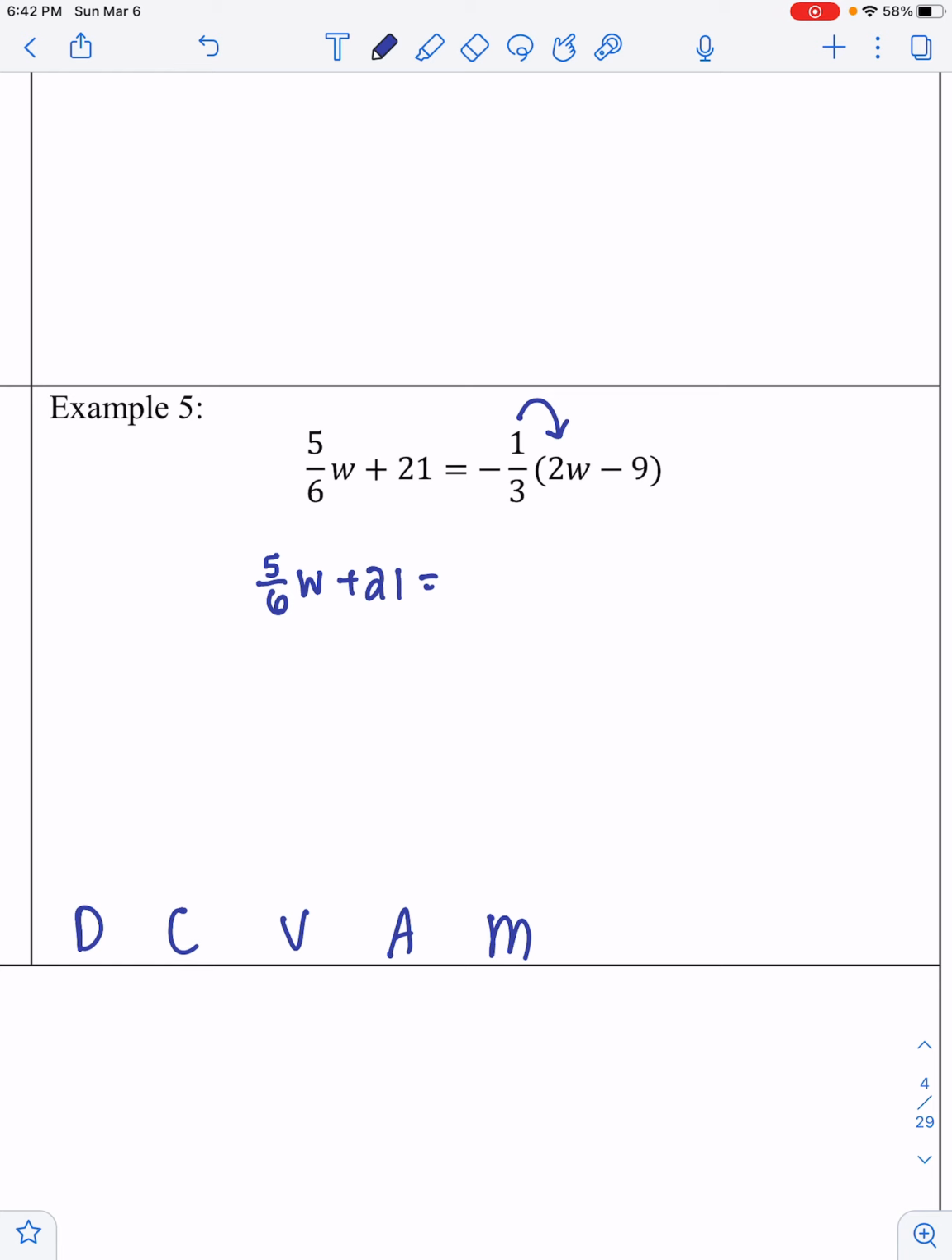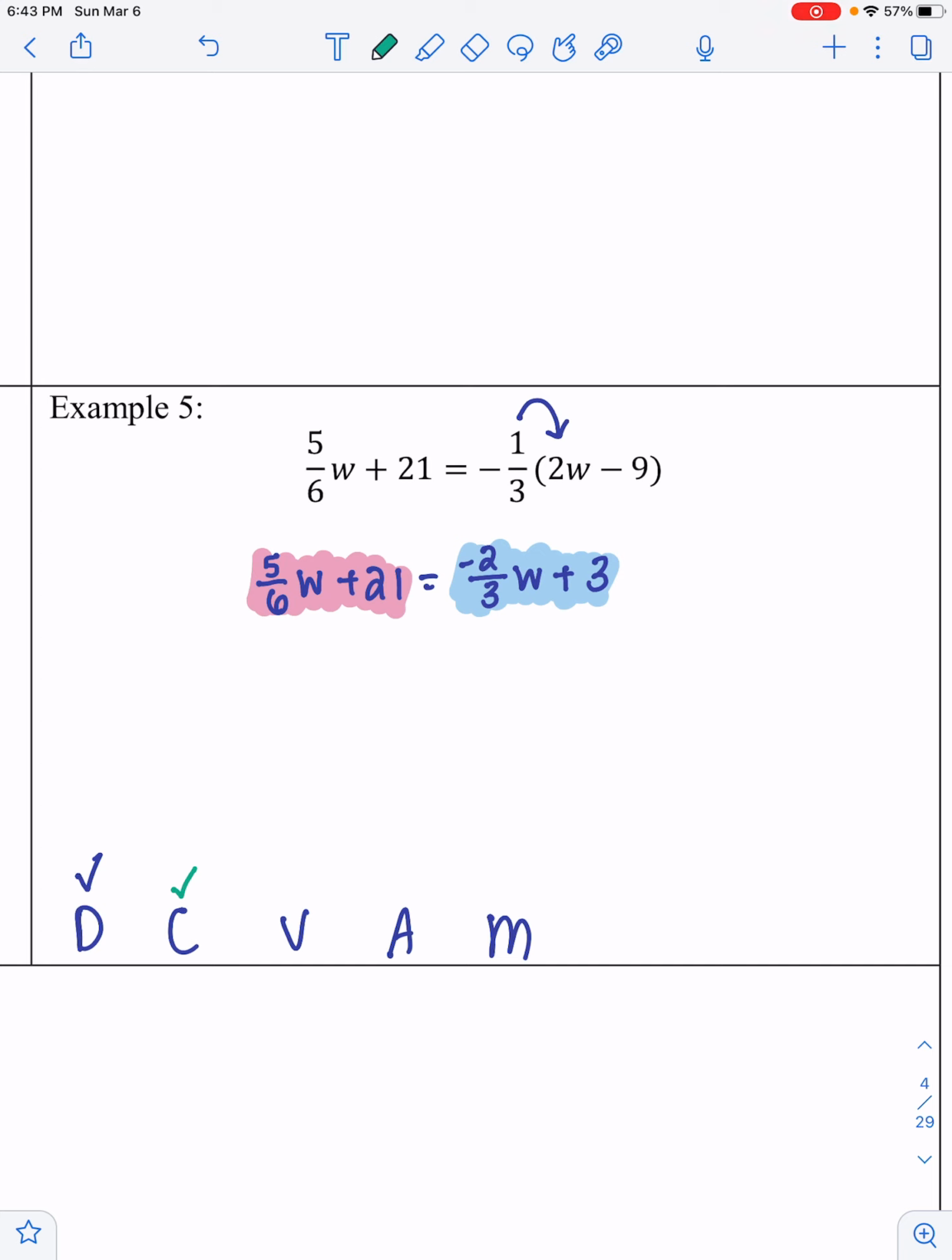Negative 1/3 times 2 is negative 2/3 w. Negative 1/3 times 9 becomes positive 3. So that's our distribution. Next step is combine like terms. Let's take a look at our left side. We cannot combine 5/6w and 21. Those are not like terms. And then let's take a look at our right side. We cannot combine negative 2/3 w and 3 because, again, those are not like terms.